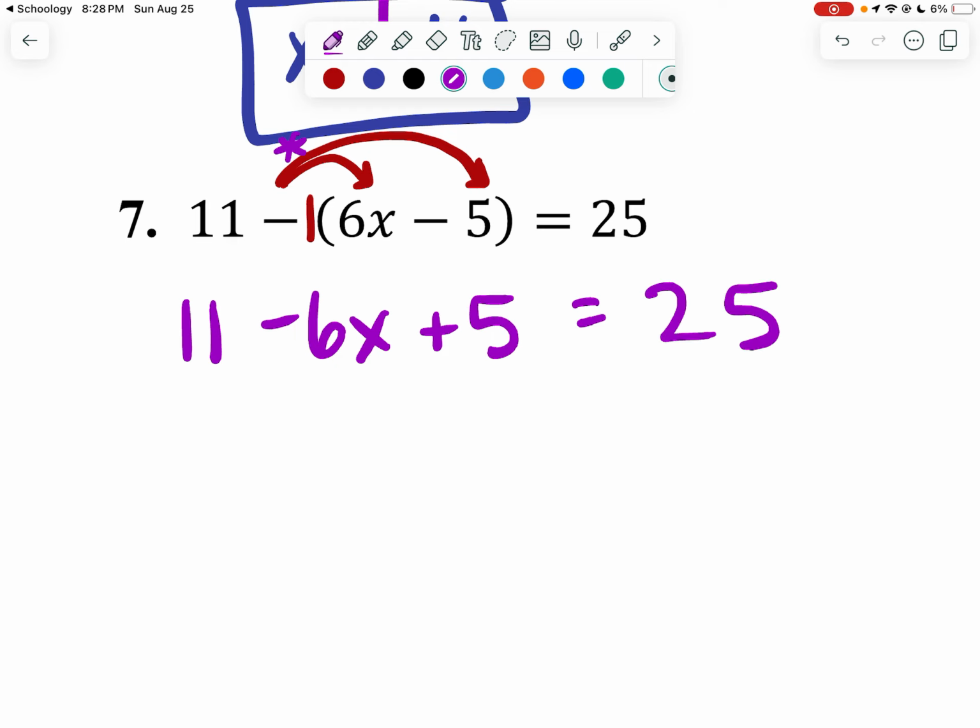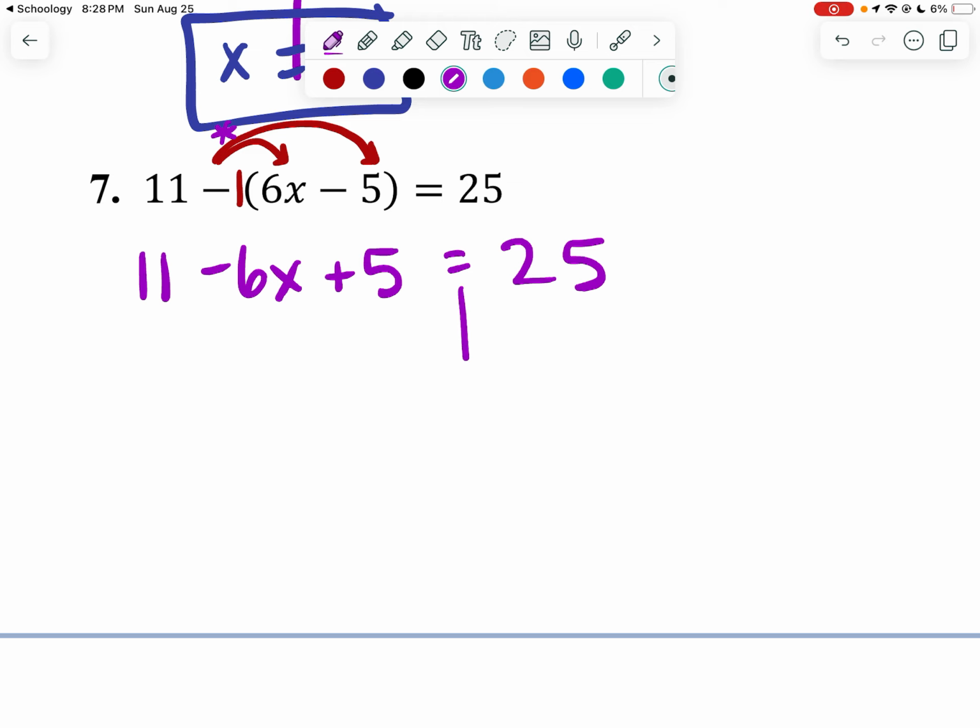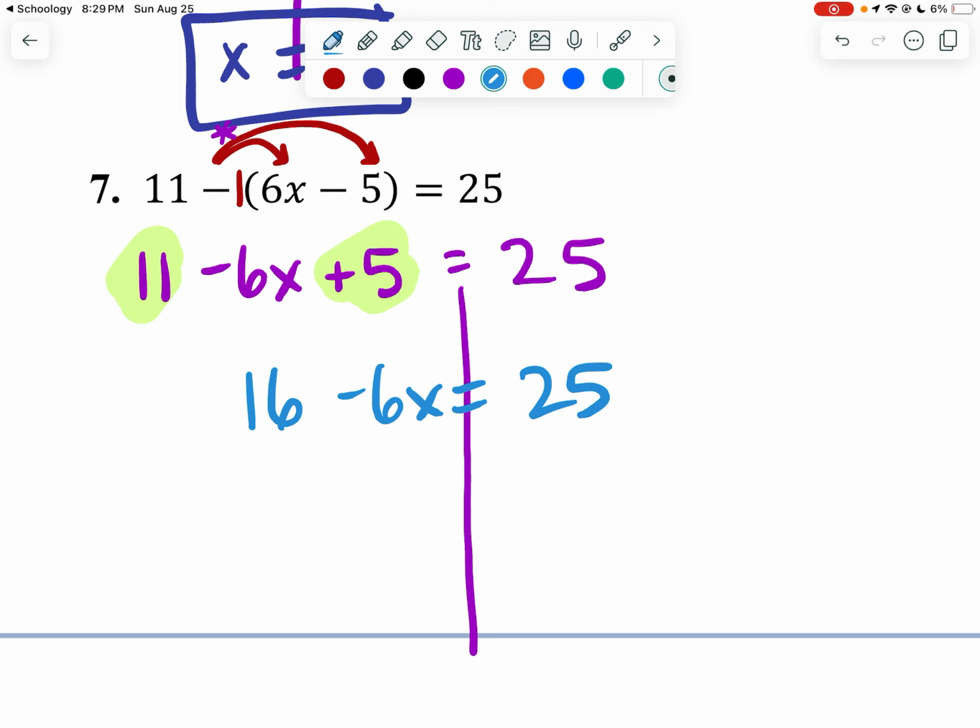And now this is a multi-step equation, right? So I'm going to draw my equal sign. A common mistake would be doing this. This would not be correct. We can only do opposite operations on both sides of the equal sign. So instead, what I would want to do first is combine my like terms, like just put these together, not move one from the other. So 11 plus 5, that's 16. And then I have minus 6x equals 25. Or you could have flipped the 16 and the 6x.